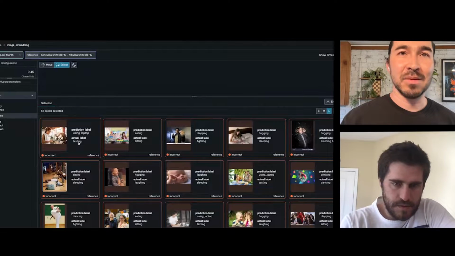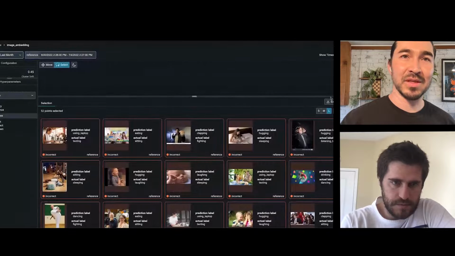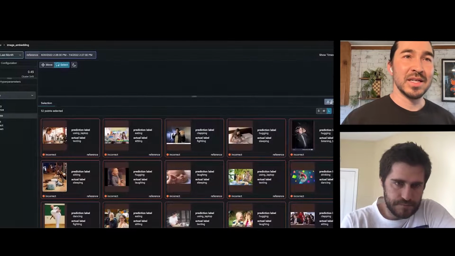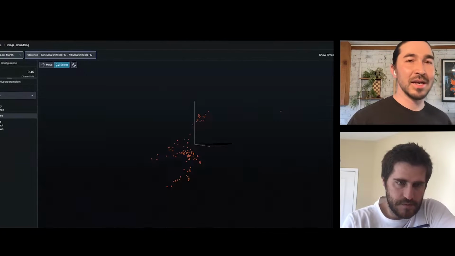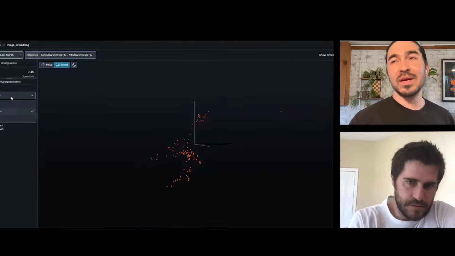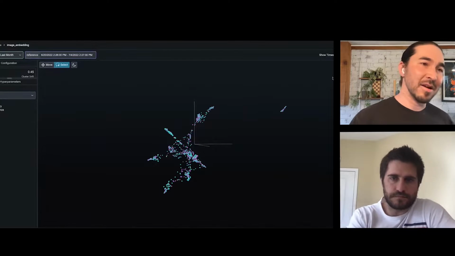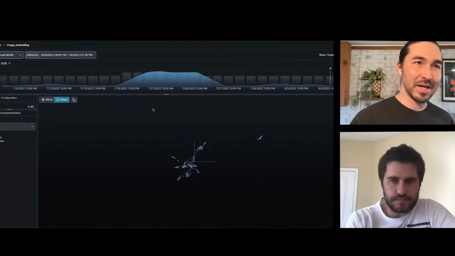You can see that in some places we're predicting that they're eating, but they're actually sitting. It predicted that they're using the laptop, but they're actually texting. So you can quickly identify different areas, and you could quickly export this data, relabel it, and use it for fine-tuning your model.